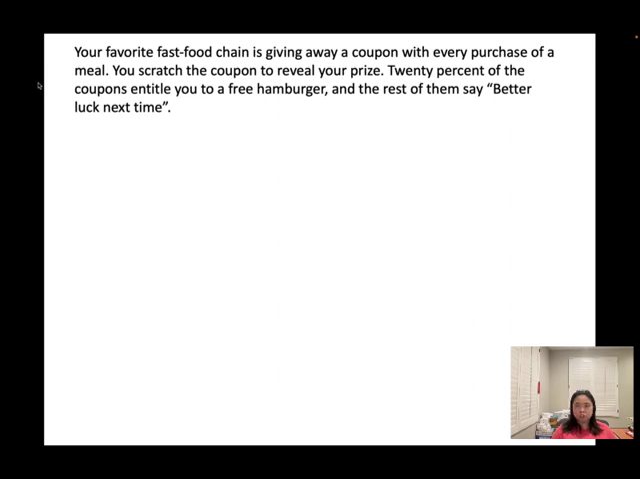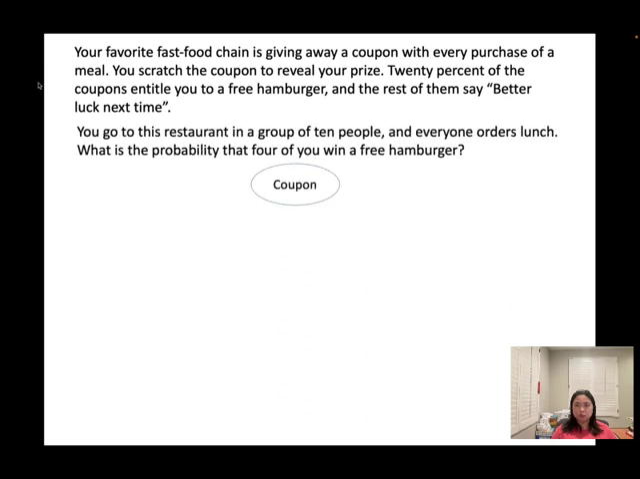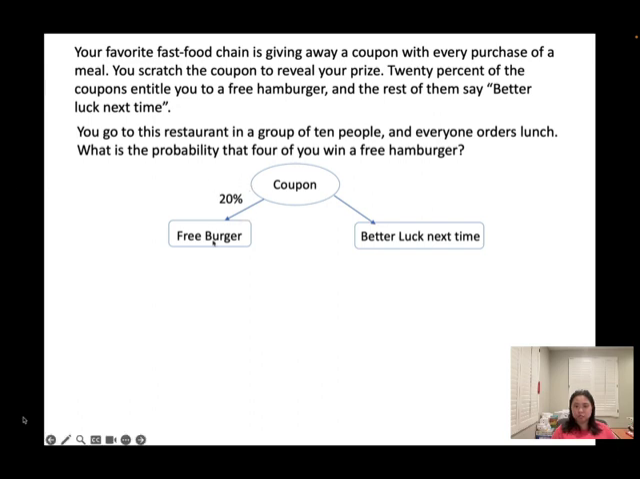Your favorite fast food chain is giving away a coupon with every purchase of a meal. So you have the coupon here. You scratch the coupon to reveal your prize. 20% of the coupons entitle you to a free burger. Okay, you do have a 20% chance to get the free burger. And the rest of them are going to say "better not next time." So first, think about it. If you have a 20% chance to get the free burger, what is the percentage to get "better not next time"? That would be 80%, right? 100% minus 20%, which is going to be 80%.